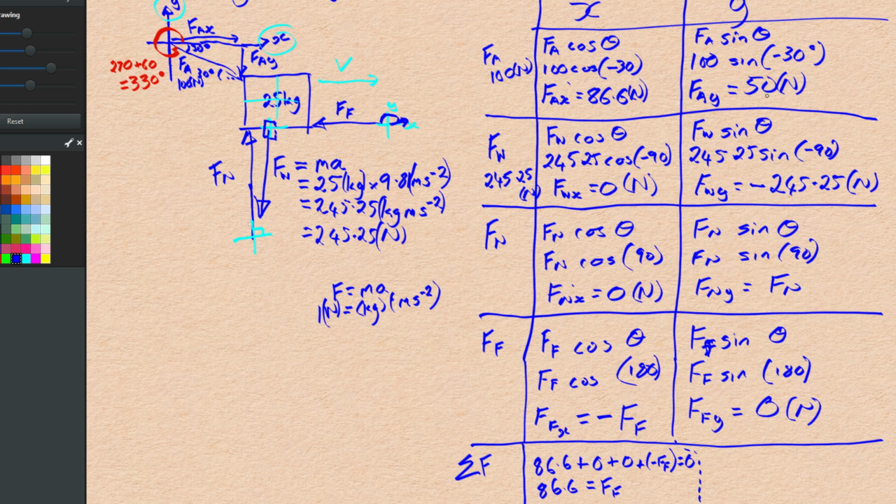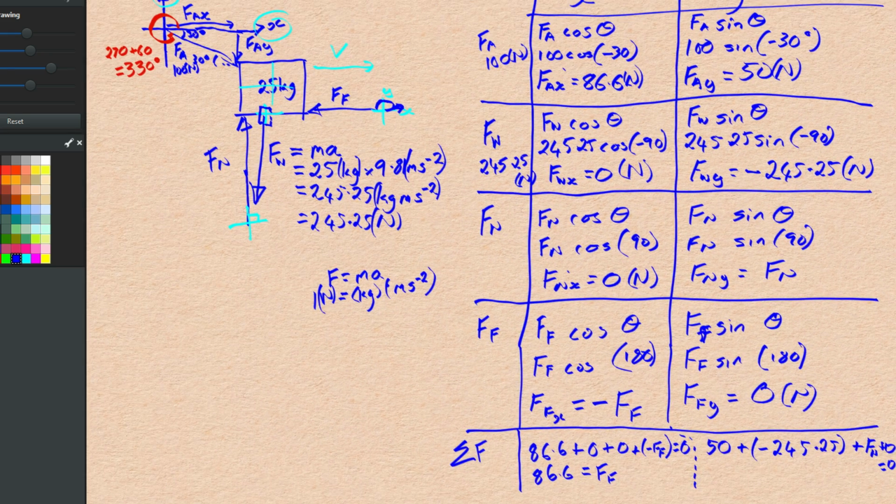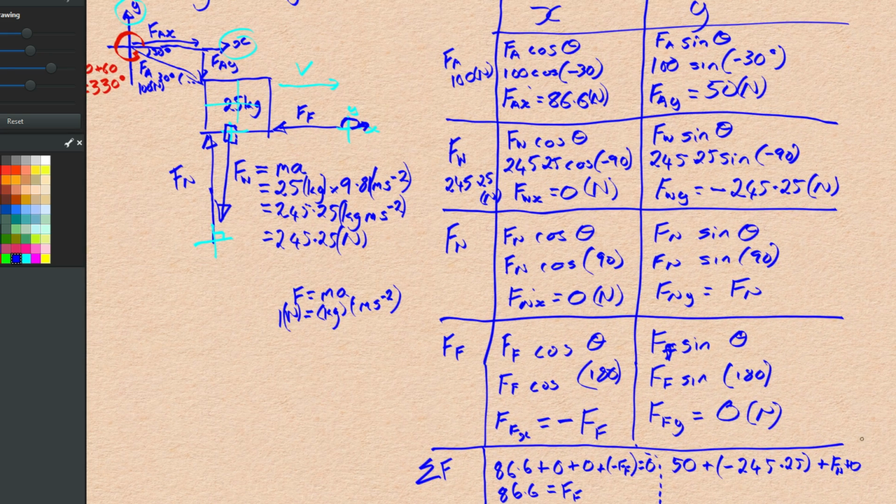So here, the sum of the forces is 50 newtons plus minus 245.25, so minus 245.25 plus Fn, plus 0, equals 0. Okay, well, I'll steal a bit more. Just nudge this over to this side. So here I'm going to work out what this number is first.